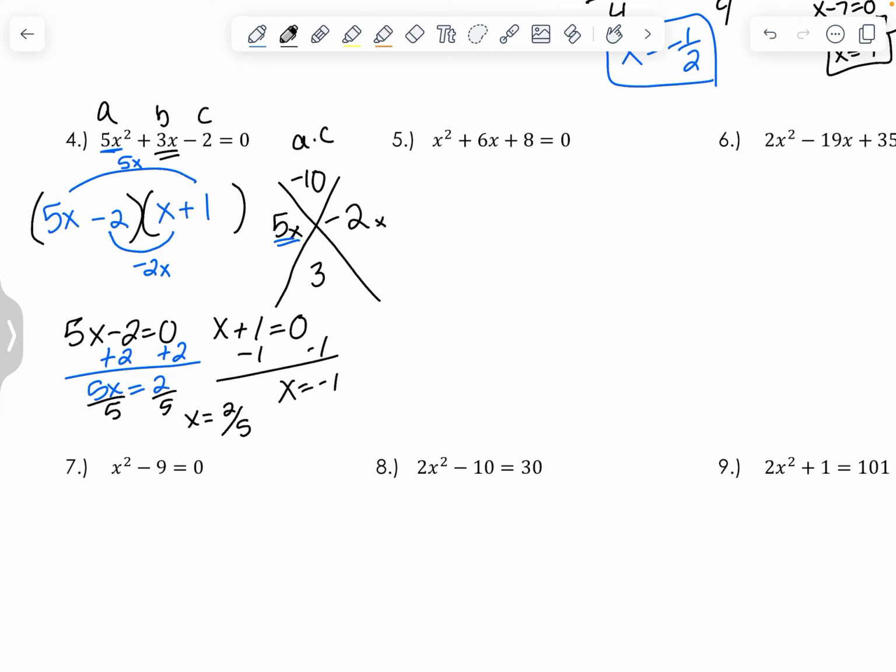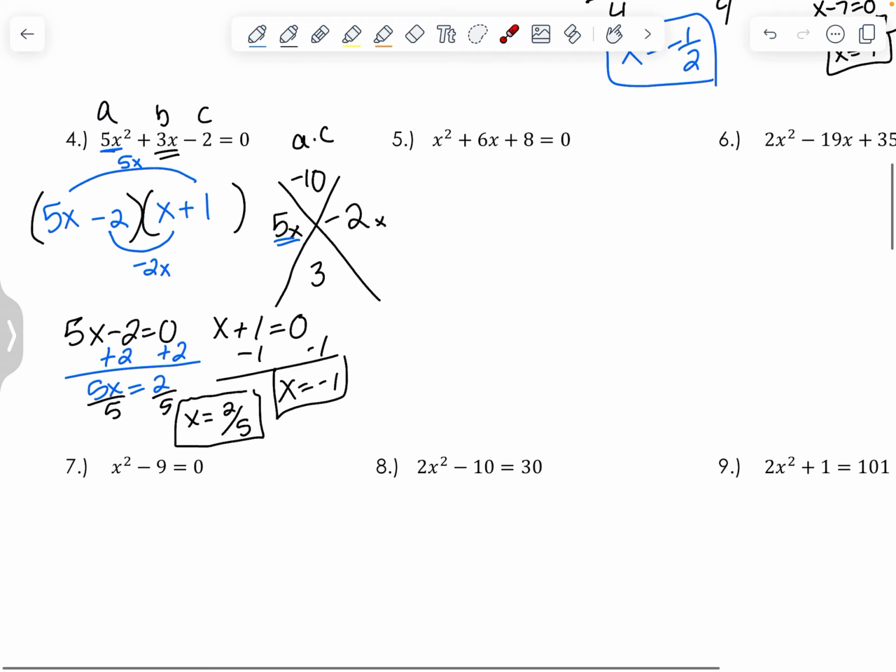And then we're going to subtract 1. And those are going to be your two answers. So 2/5 and then -1. So that one is really the tricky one when you have an x squared term with a coefficient that's greater than 1.